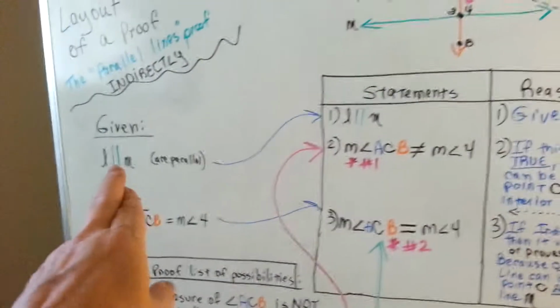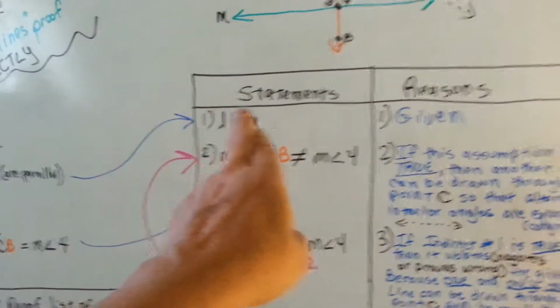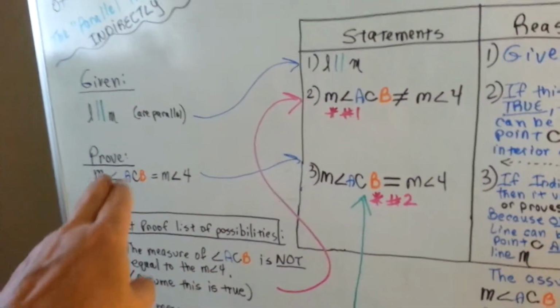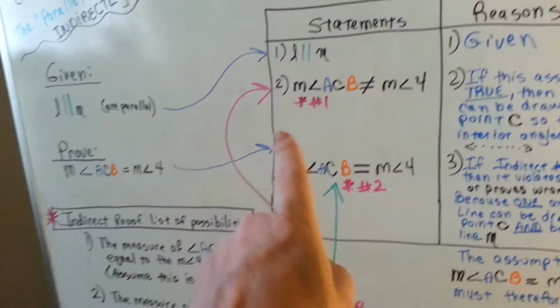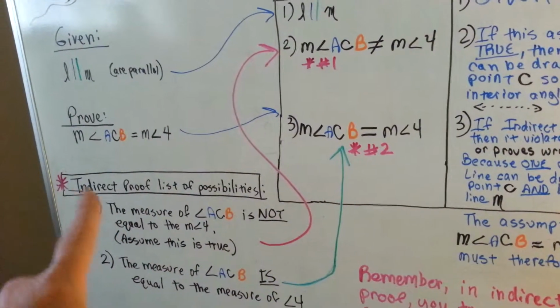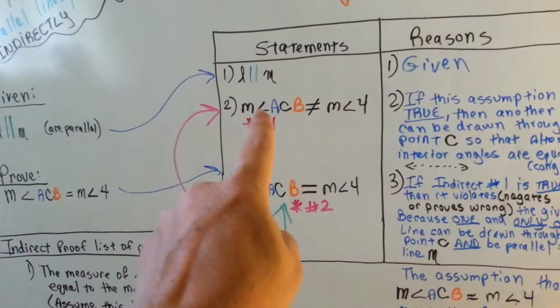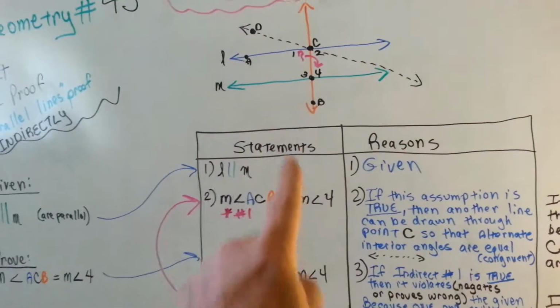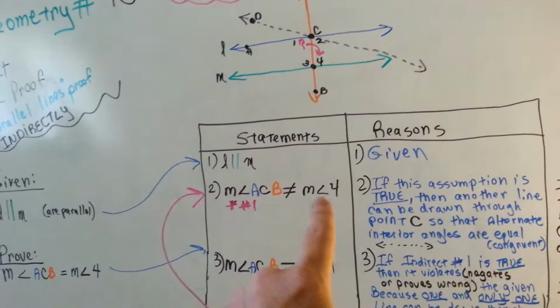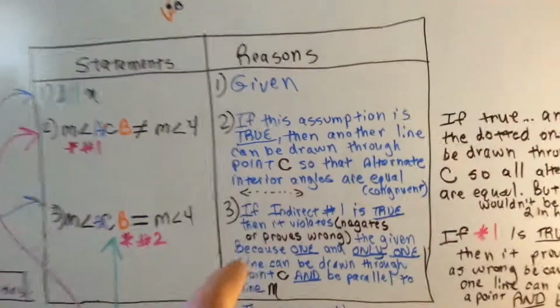Okay? So, as I said, we've got our parallel lines are given. And so the next thing we're going to do is plug in the pink indirect proof number 1 right here, that the measure of ACB is not equal to 4, that the pink question mark is not equal to 4. Okay? So, here's what happens.